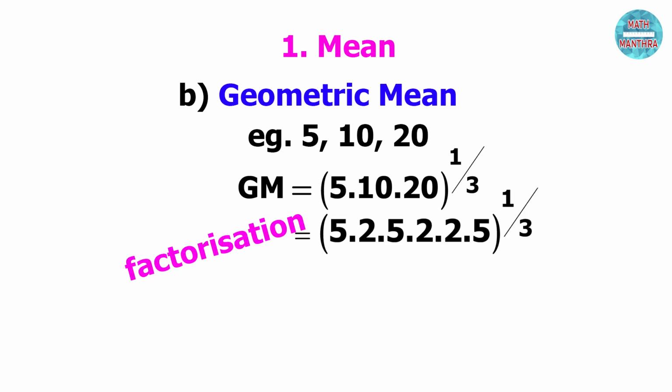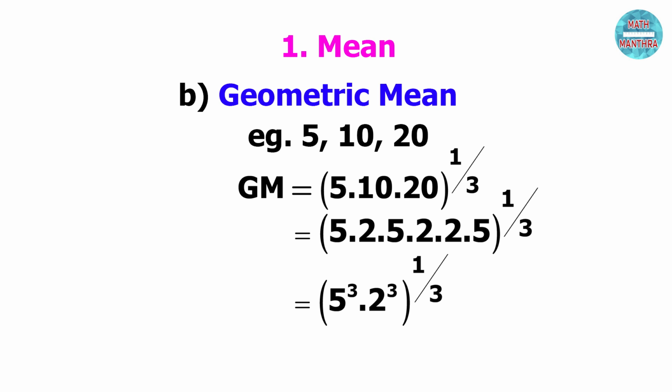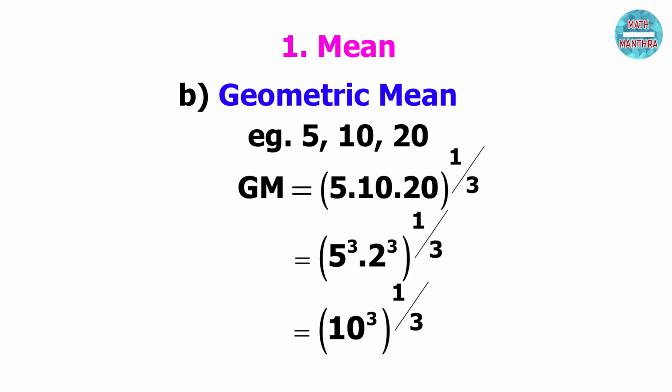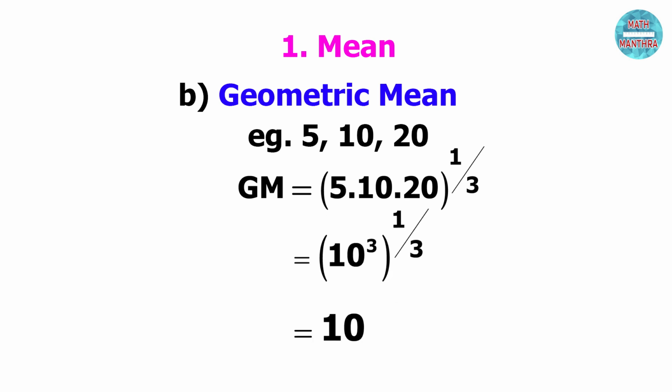So always choose factorization. Simplify the terms in terms of smaller factors, and what you get here is 2 repeating 3 times and 5 also repeating 3 times. Simplifying, we get 2 cube into 5 cube whole to the power 1 by 3. So both power 3 and 1 by 3 cancel. You end up with the answer 10.